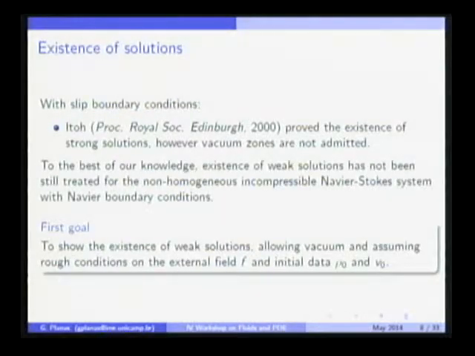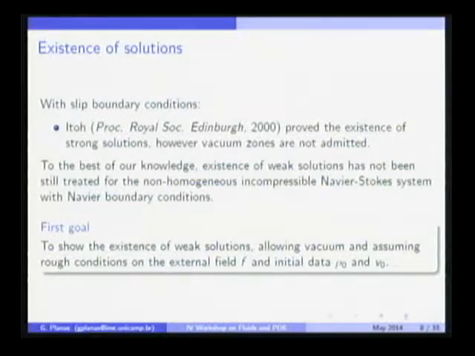Only one, well, I know of Ito in 2000, who proved the existence of strong solutions. It's not exactly a Navier boundary condition, it's a general slip boundary condition. But he assumed that the initial density is greater than a positive constant. No vacuum zones are admitted.